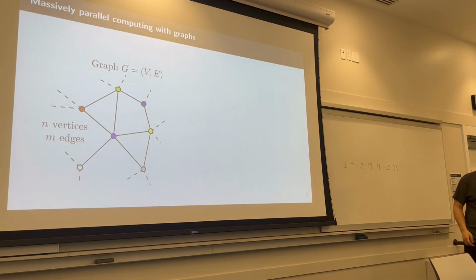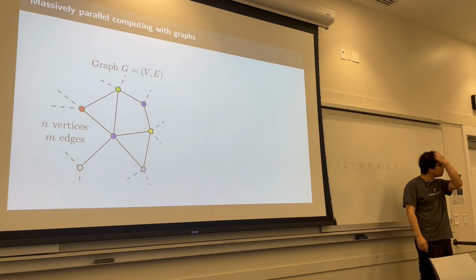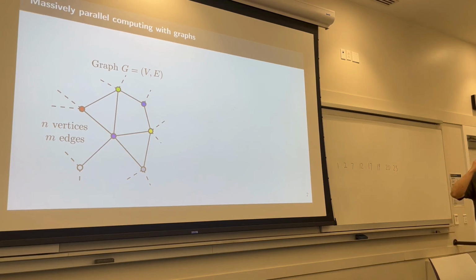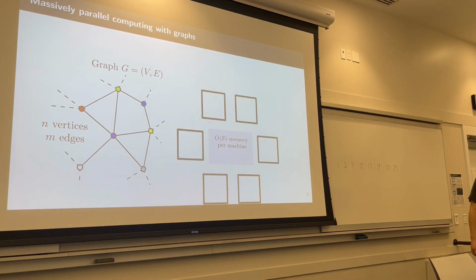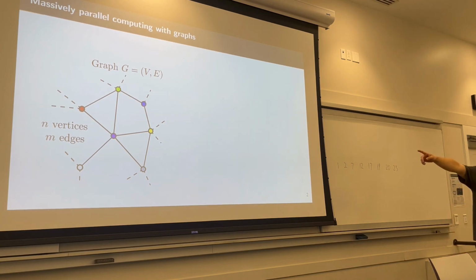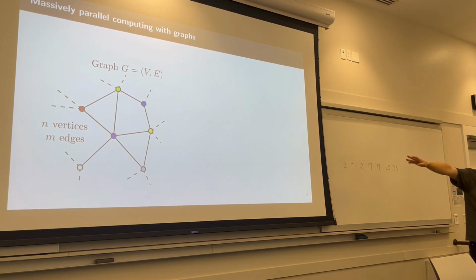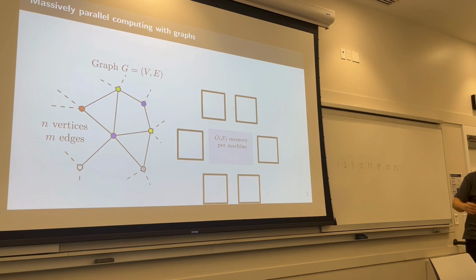All right, now let's get started with the definitions, and let me introduce the model of massively parallel computing. I assume everyone knows what a graph is. One more thing about graphs is that we'll mostly be talking about planar graphs, so the number of vertices and the number of edges will be approximately the same. M would be O of N typically in our case.